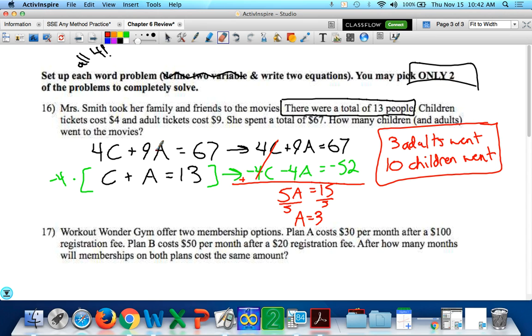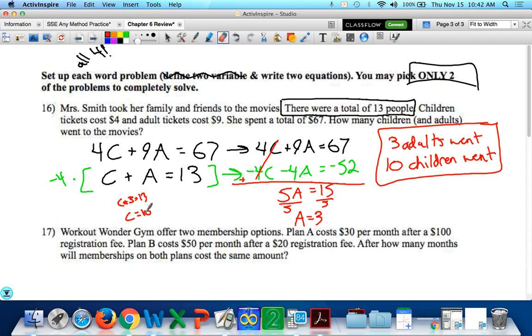I definitely wouldn't be using that top equation. It's got a bunch of numbers. You plug your 3 in here, you get C plus 3 equals 13, because I plug a 3 in. I have to subtract 3, and get, again, C equals 10, okay?